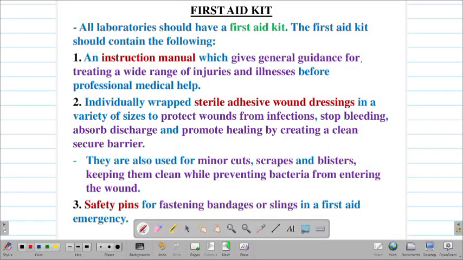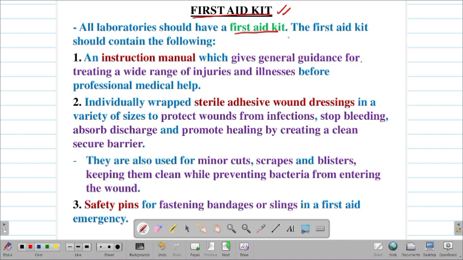Welcome to today's class. It's our 6th lesson on scientific investigation. So today we are looking at a very critical component within our laboratory, which is called the first aid kit. Now the first aid kit is essential as far as treatment of medical emergencies within our laboratories are concerned. Now all laboratories should have what we call a first aid kit.